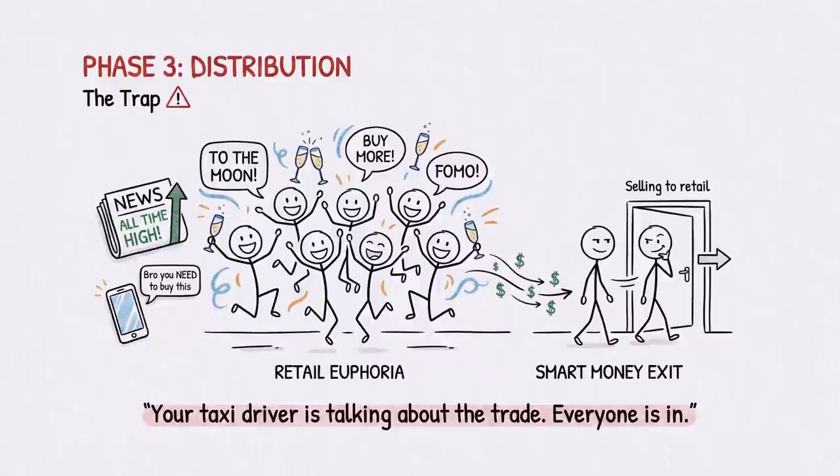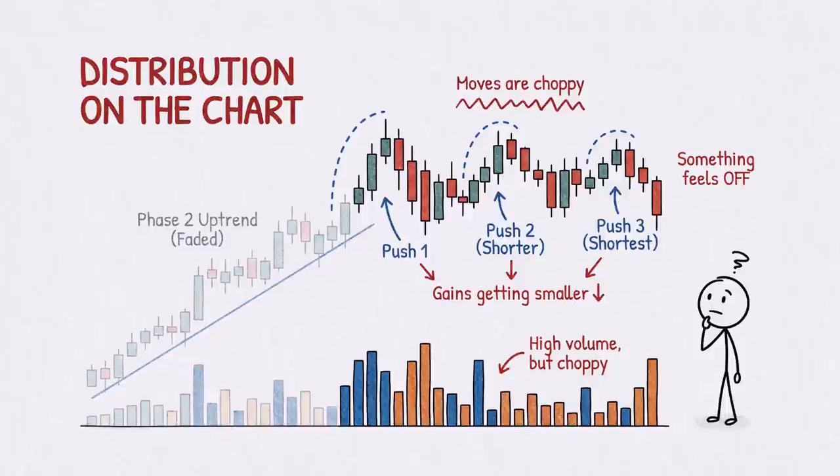Phase 3, distribution. News is euphoric. Headlines are screaming buy. Your taxi driver is talking about the trade. Everyone is in, and that's exactly when smart money sells. They need buyers to sell to, and retail FOMO is giving them all the buyers they need. Price might push to new highs, but the gains are getting smaller. Volume is high, but the moves are choppy. Something feels off, but the news says everything is fine.